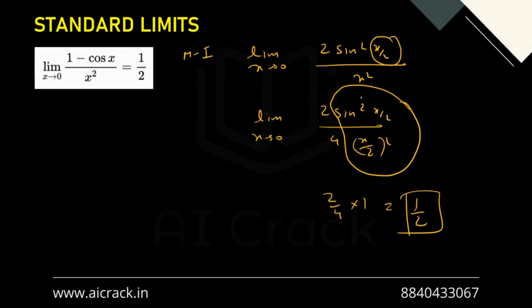Now in this case, we used that only. We had x by 2 in the argument, so that's why I had to convert x square into x by 2 whole square, and then we used the standard limit, right?